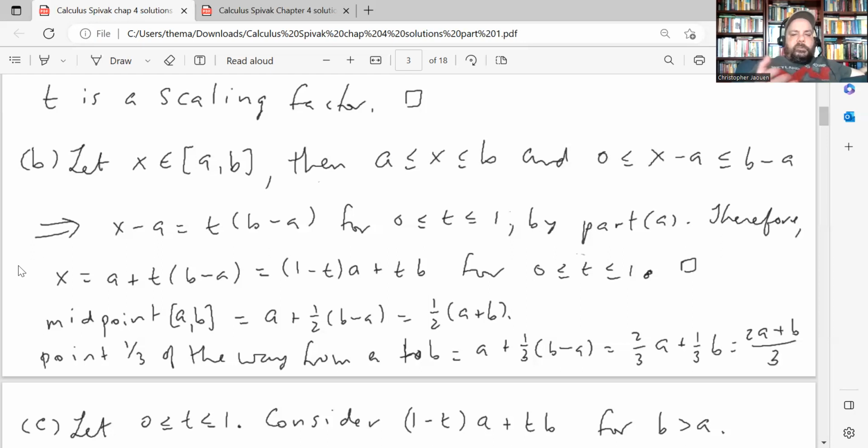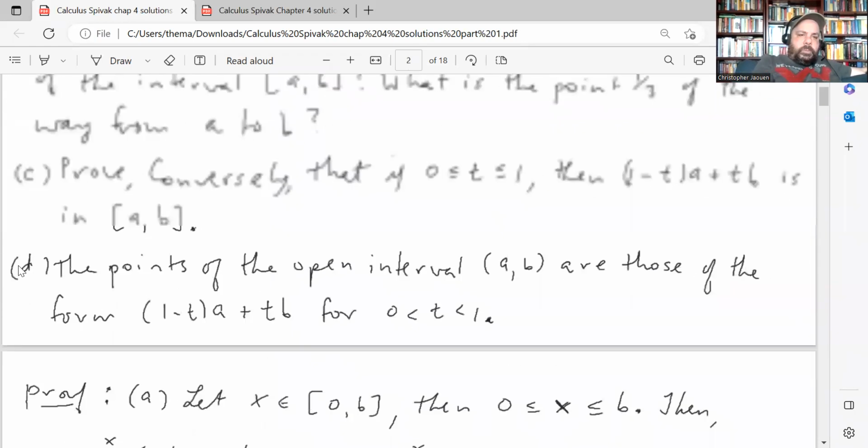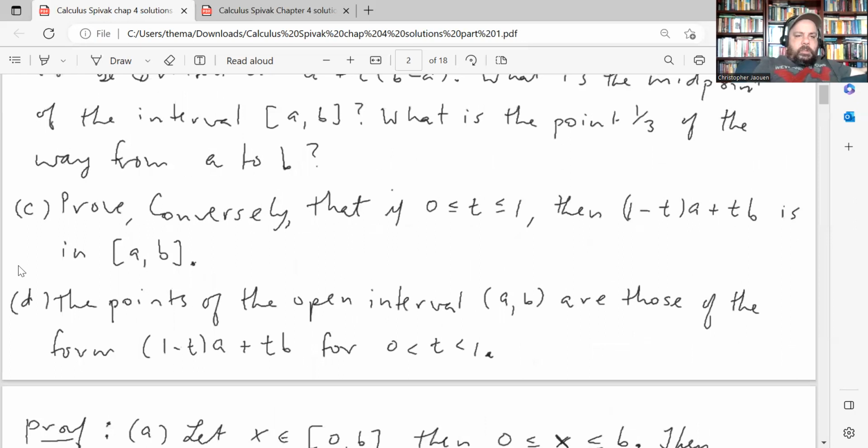In other words, it's using the formula that we just have. That's when t is 1/2, and the point 1/3 of the way from A to B is when t is 1/3, so you plug that in and you get that the point 1/3 of the way from A to B is the point (2A plus B) all over 3, right? Parts C and D are relatively straightforward once you have the first two parts.